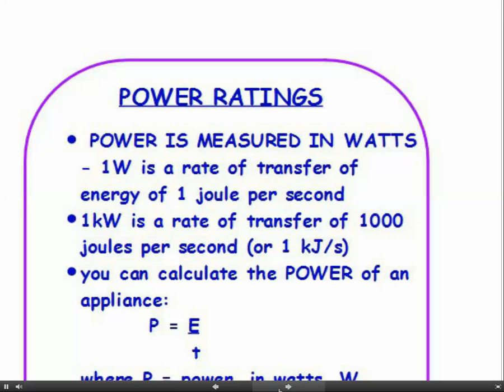Power ratings. Now power is measured in watts. 1 watt, that's capital W, is a rate of transfer of energy of 1 joule per second. So 1 kilowatt, small k, capital W, is a rate of transfer of 1,000 joules per second, or 1 kilojoule per second. And you can calculate the power of an appliance.